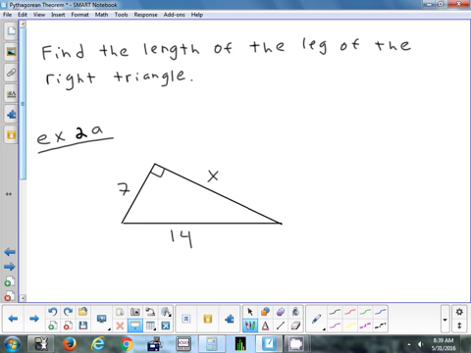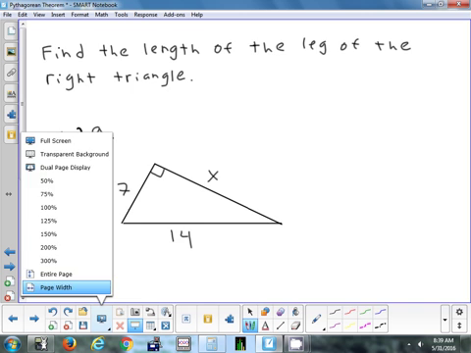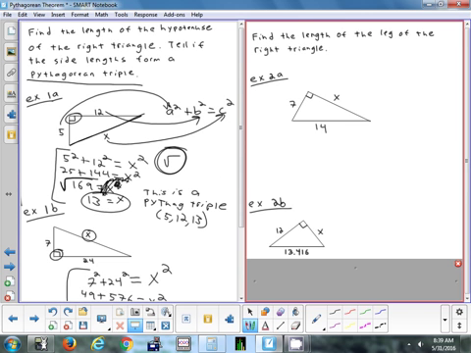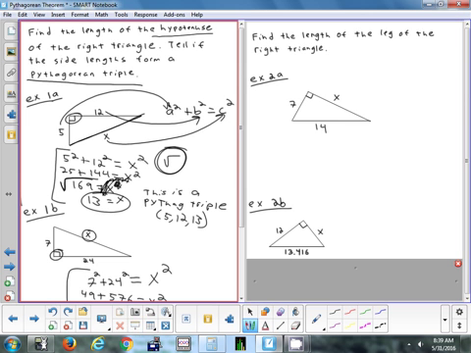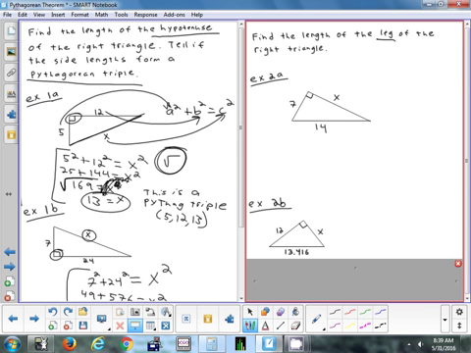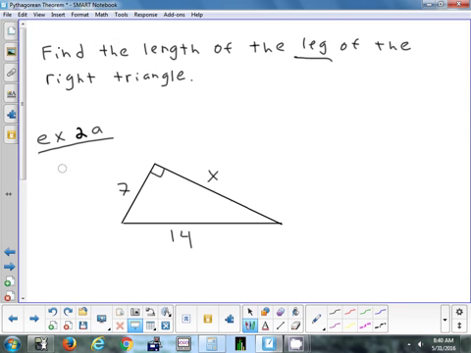All right, so let's try this one. It says, find the length of the leg. What's different about this question than the directions in the last two questions? It's asking you to find the leg instead of the hypotenuse. Right. You're not finding the length of the hypotenuse. This time they're giving you the hypotenuse. I can already tell you the hypotenuse is 14. They want the leg. So we have to be careful when we set up our formula.